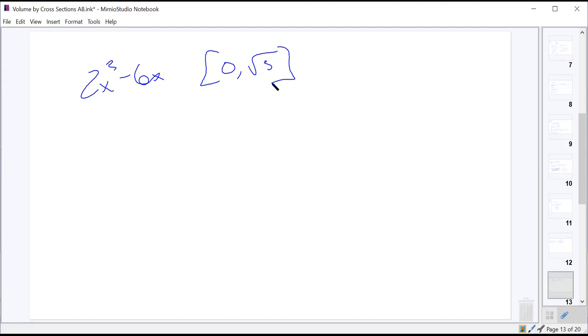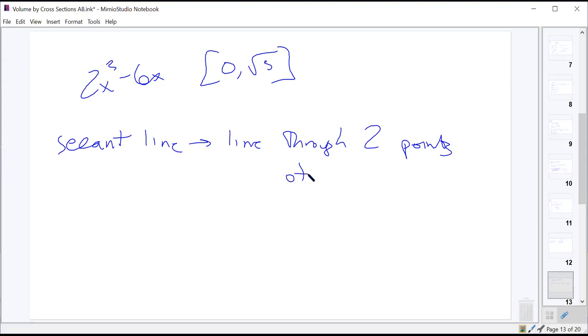Okay, secant line. A secant line is just a line through 2 points of a function. That's all it is. So when we talk about the secant line of this function, we're talking about the line that goes through the point at 0 and the point at root 3.